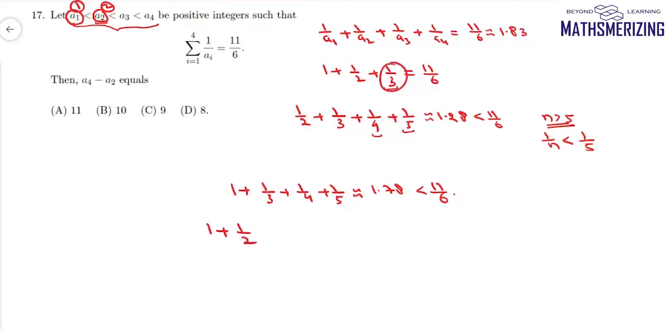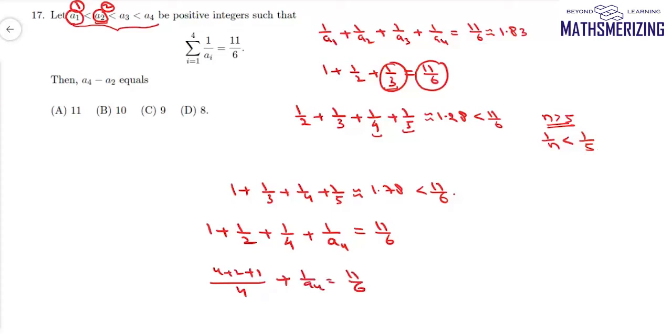Now this third number cannot be 3, because if it is 3, then we'll get 11 by 6 with a sum of 3 numbers. So I have to skip 1 by 3, and suppose this one is 1 by 4, and then I'll have the other one which is A4. Now this is 11 by 6. If we solve this, we get 4 plus 2 plus 1, and this is 1 upon A4, and it is 11 by 6.